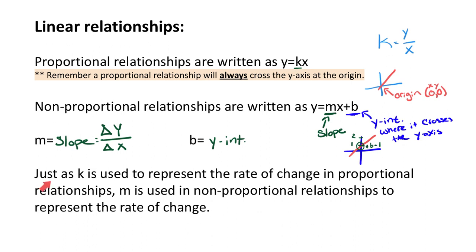So just as k is used to represent the rate of change in proportional relations, m is used in non-proportional relations to represent the rate of change. So k and m mean the same thing, except k is used in proportional and m is used in non-proportional.